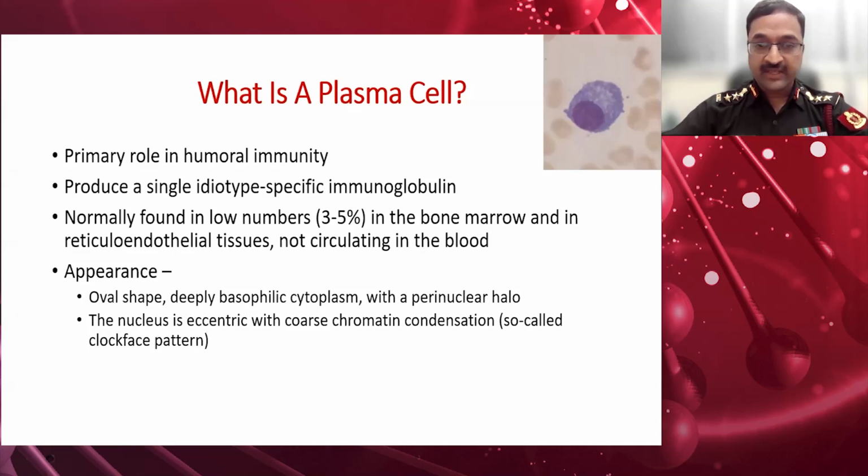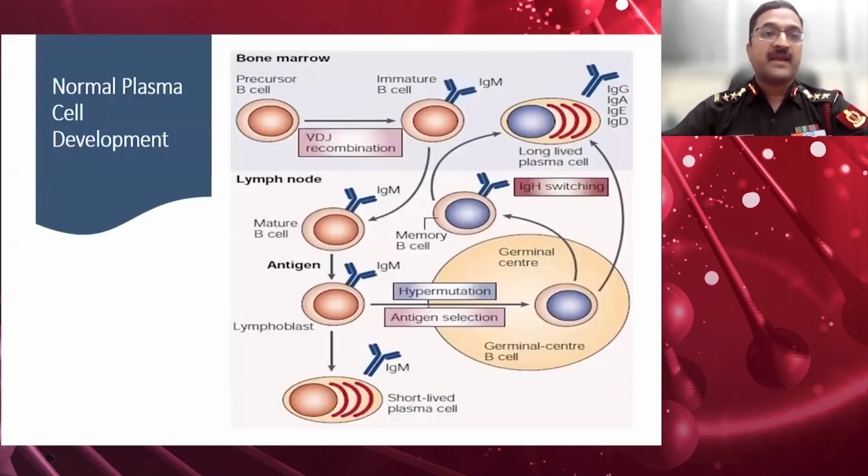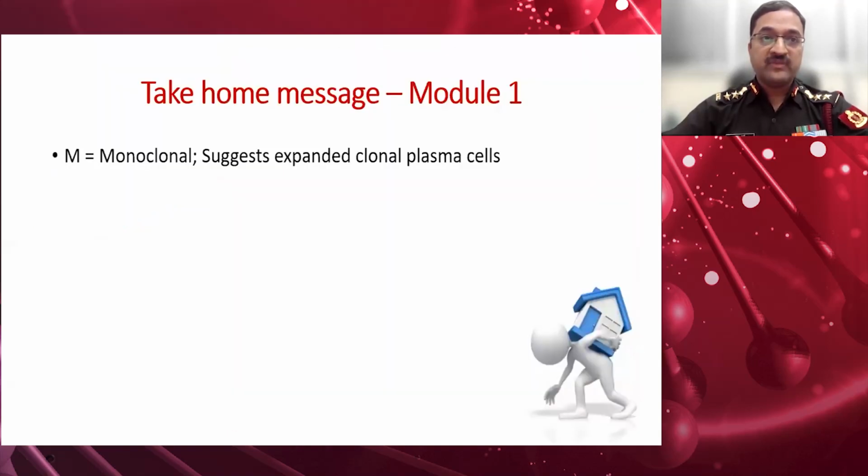Now, going to the next part. This is a normal plasma cell development. We'll not dwell on this much. We'll discuss it when we come to the pathophysiology of individuals who have M protein. Now, at the end of the first module, what we need to understand is that the M stands for monoclonal. These come from expanded clonal plasma cells.